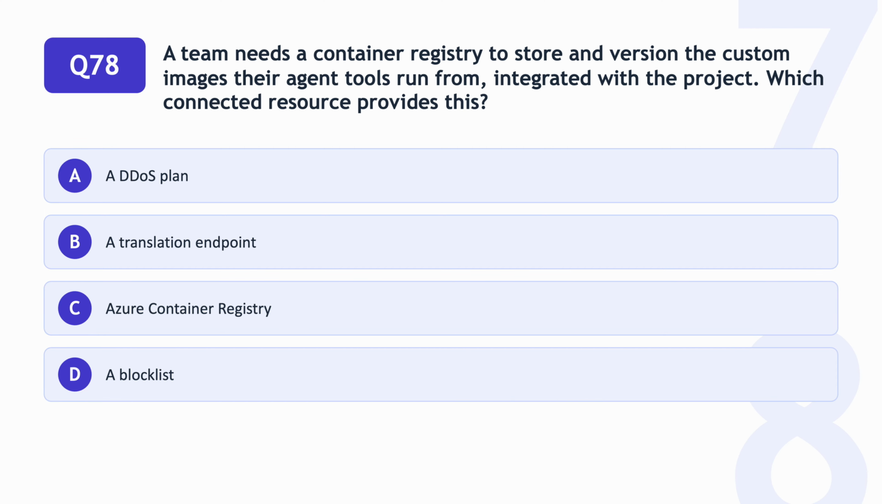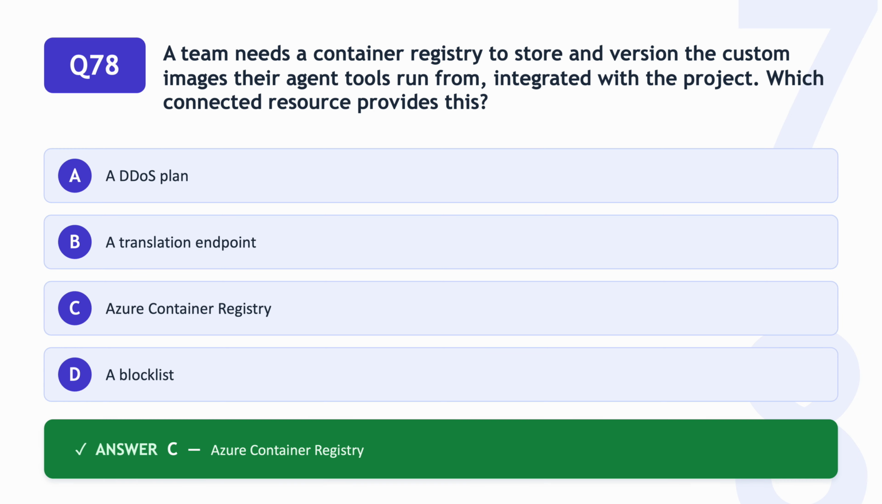Question 78. A team needs a container registry to store and version the custom images their agent tools run from, integrated with the project. Which connected resource provides this? A. A DDoS plan. B. A translation endpoint. C. Azure Container Registry. D. A block list. Pause the video if you don't want the answer yet.